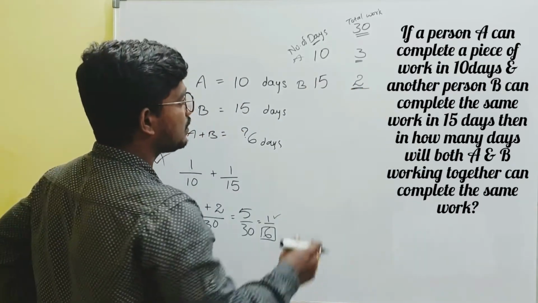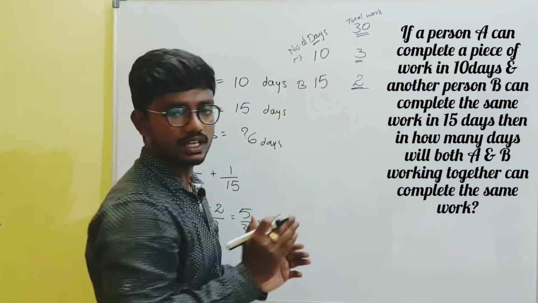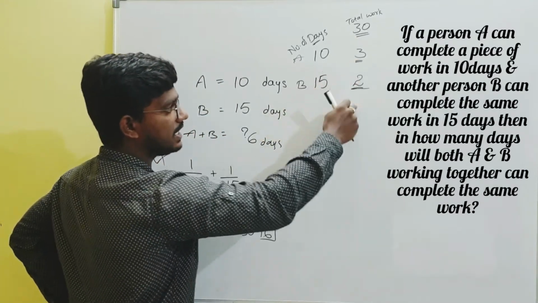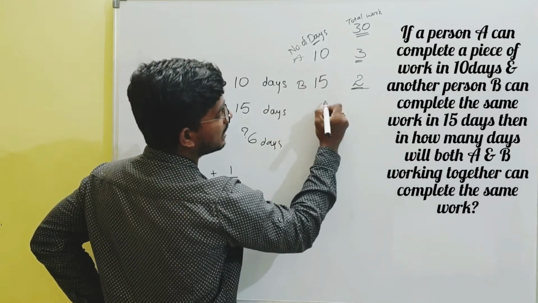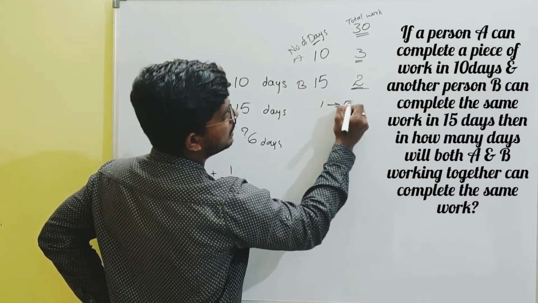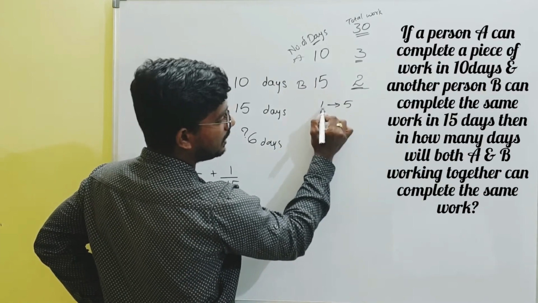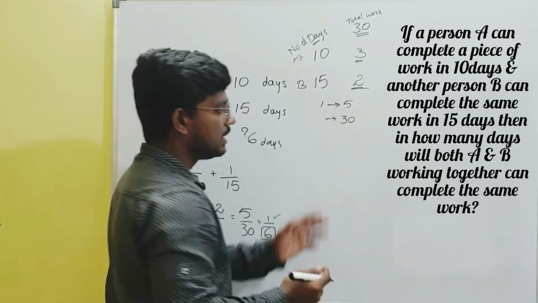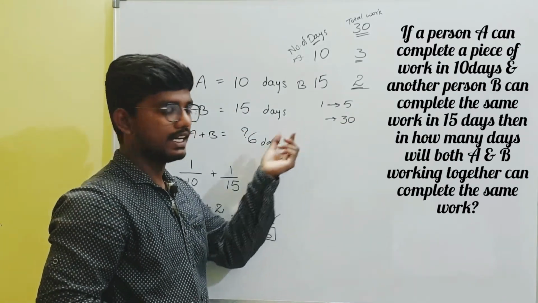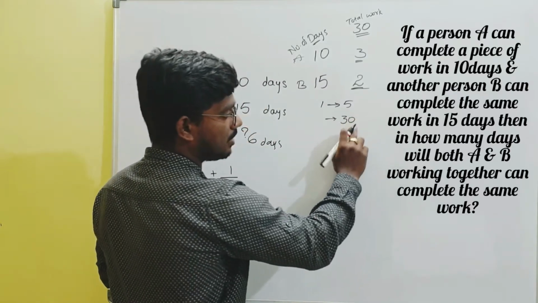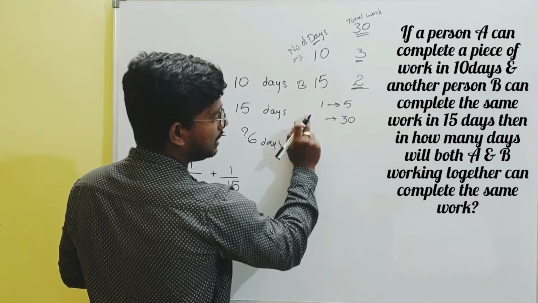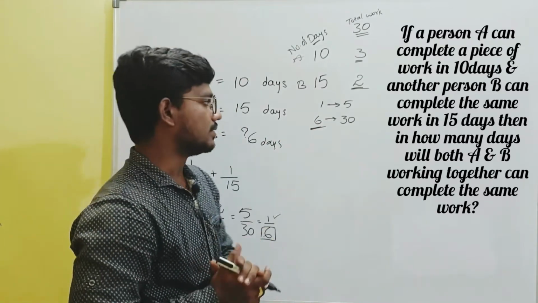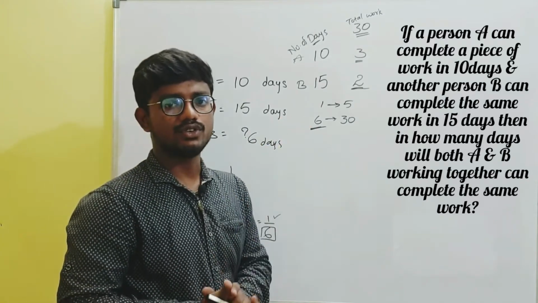Here the combined efficiency of both A and B working together per day is 5 parts of work, as their efficiencies are 3 and 2. In one day they complete 5 parts of work. For 30 parts of work, the number of days taken by them to complete is, by multiplying with 6 here I got 30, so here also I will multiply with 6. So it takes 6 days for both of them working together. This is how we have to solve.